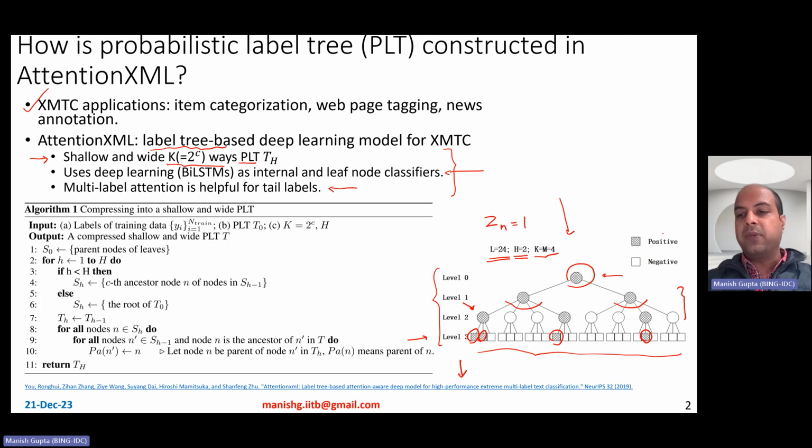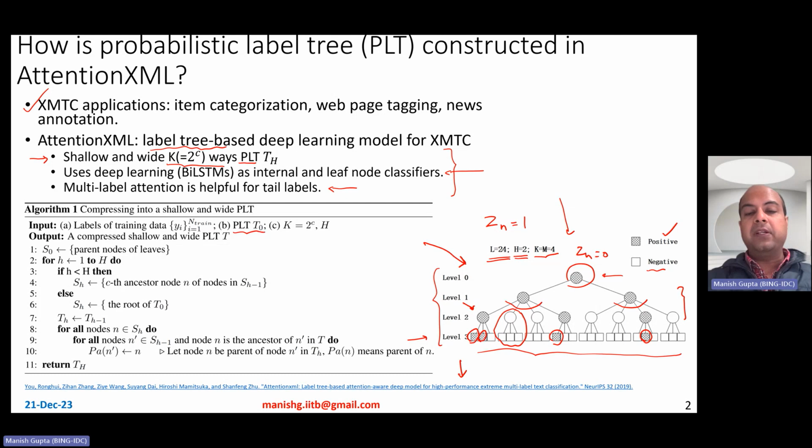So which is what is marked as positive here. And everything else, those subtrees or nodes which are not taken, they're labeled as negative, Zn equal to 0. Okay, so that's the basics of understanding this tree. Now, the way this tree is created in AttentionXML, it's of course a k-way tree, as you can see. The way it is created is to basically start from the probabilistic label tree.